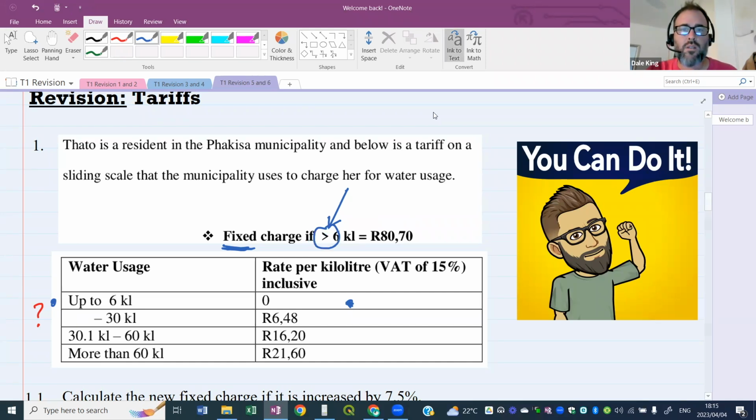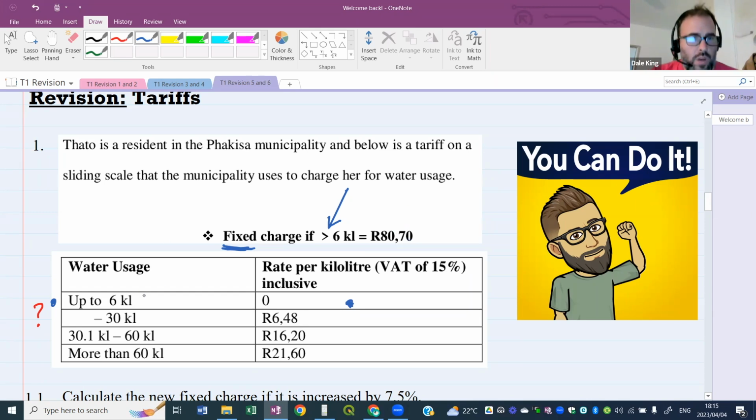Greater than. Very good. Well done. So it says, I'll read it again. Very good. Well done, guys. It says, there's a fixed charge if greater than 6 kiloliters. So if your water usage is more than 6 kiloliters, you have to pay a fixed charge. No matter how much water you use above 6 kiloliters, you're paying this charge. If you use one drop of water above six, it doesn't matter. You're paying this 80 rand 70.